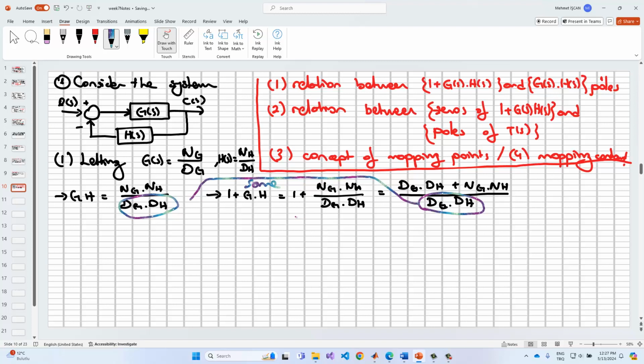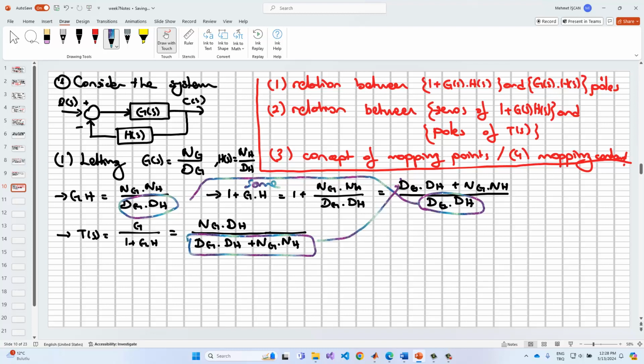And so this is the first relation, but the second relation is that T(s) equals G divided by 1 plus GH, which equals N_G D_H divided by D_G D_H plus N_G N_H. And so the second relation comes from these terms. The closed loop transfer function poles are equal to the zeros of this characteristic equation. This is the same.